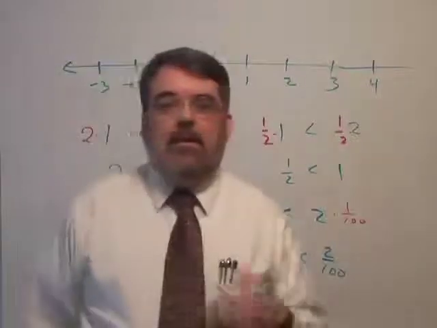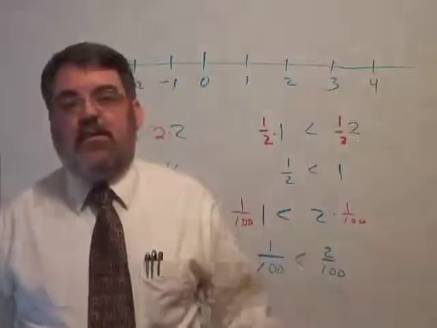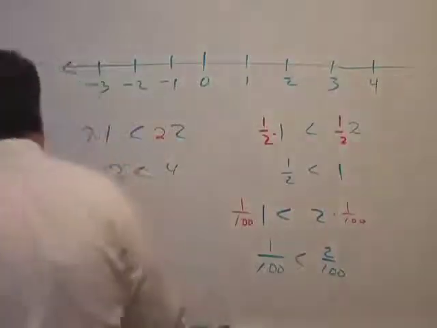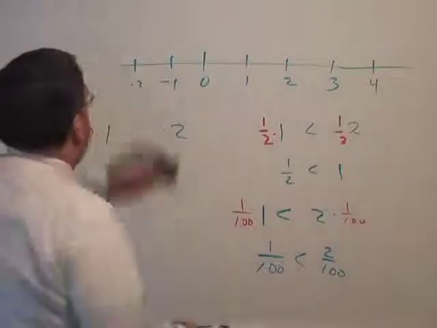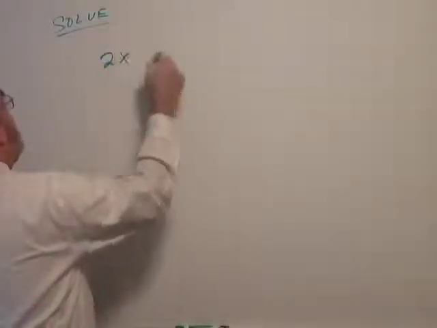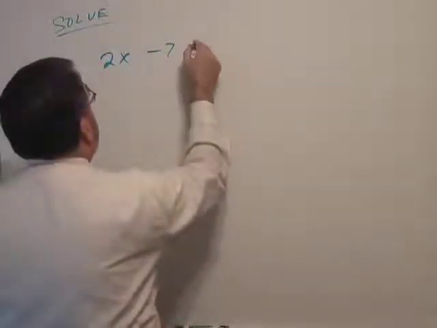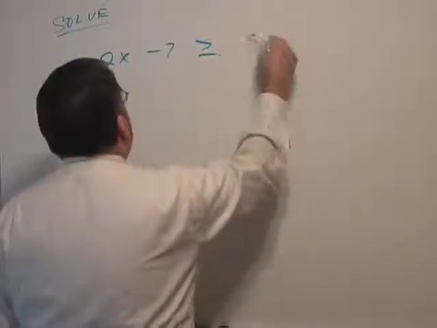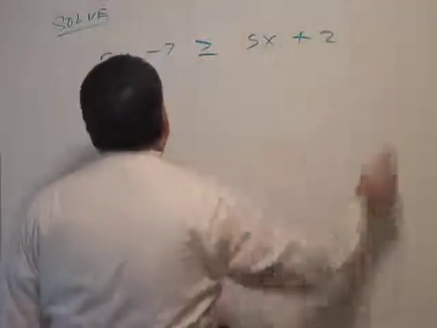So those are the type of operations we use in solving equations, and I want you to see the geometry of it. All right, well, let me solve a quick inequality, and we'll incorporate some of this stuff I've been talking about here. All right, I'm going to solve 2x minus 7 is greater than or equal to 5x plus 2.